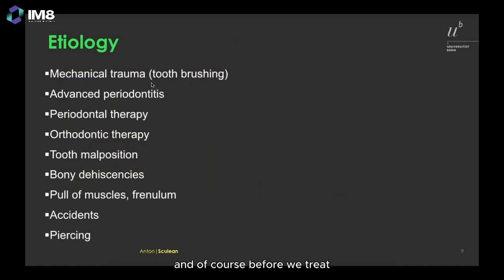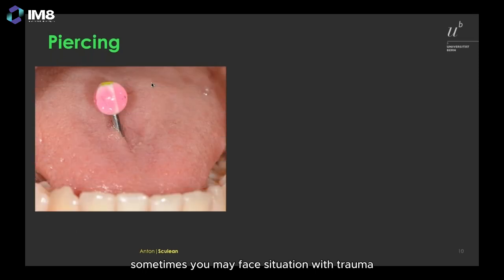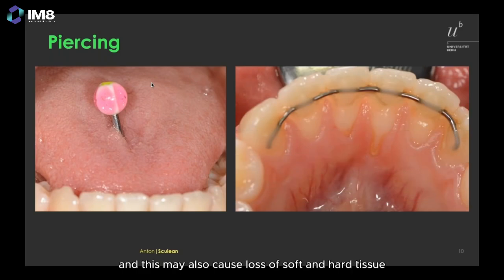And of course, before we treat, it is very important to try to find out what was the cause of the problem. Was it a mechanical trauma? Was it periodontitis? Was it maybe an orthodontic therapy or a combination of different factors? Sometimes we may face situations with trauma like piercings, and this may also cause loss of soft and hard tissue.